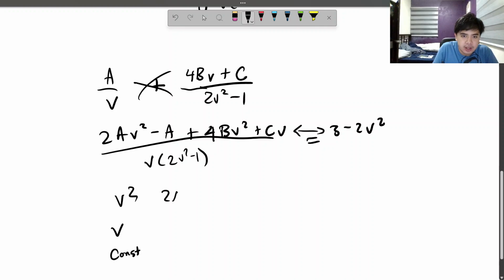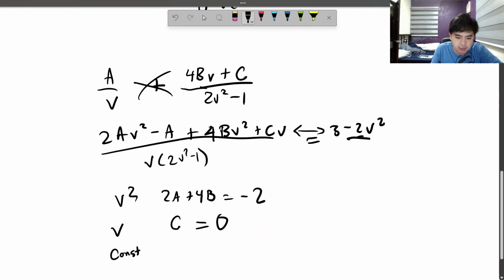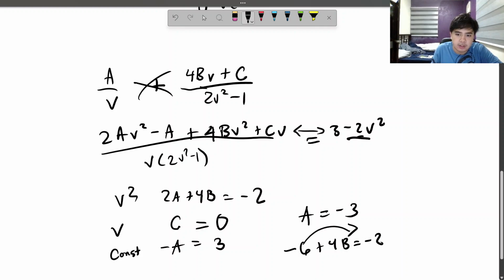So for v squared, 2a plus 4b should be negative 2. And c, well, it's not there, so it should be 0. Then negative a is 3, so a is negative 3. That leaves b. Negative 6 plus 4b equals negative 2. Put that on the other side, we get 4b equals 4, so b is equal to 1. So c is 0, a equals negative 3, and b is 1.